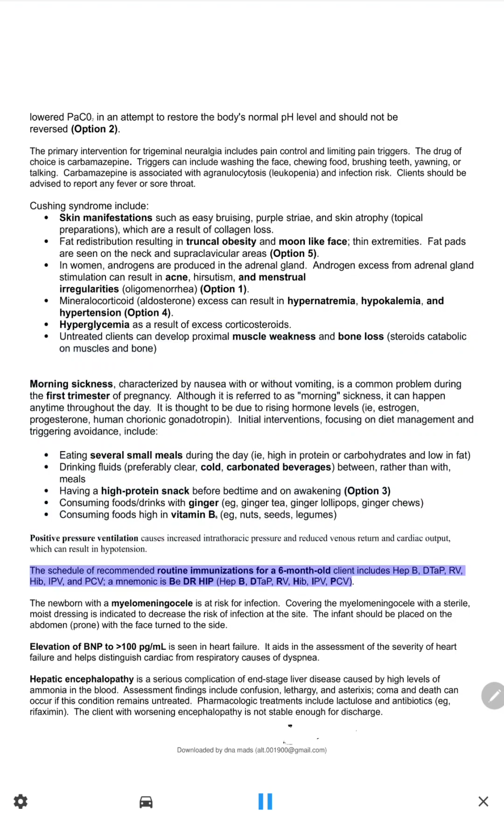The schedule of recommended routine immunizations for a 6-month-old client includes Hep B, DTaP, RV, HIB, IPV, and PCV. A mnemonic is B. Dr. Hep B, DTaP, RV, HIB, IPV, PCV.